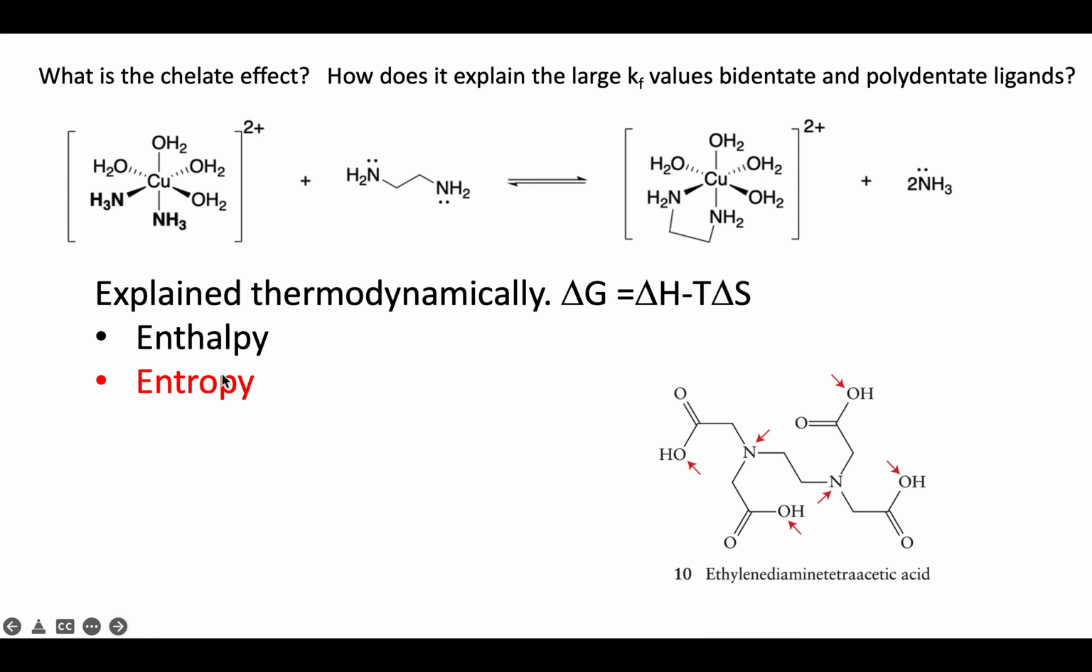It's not involved significantly in terms of the enthalpy, because in each case, I still have a nitrogen here being coordinated to the copper, whether it was with simply the ammonia or within the bidentate ligand. Key difference here is the overall entropy increased, and that's what's leading to a very favorable, a very large Kf value.